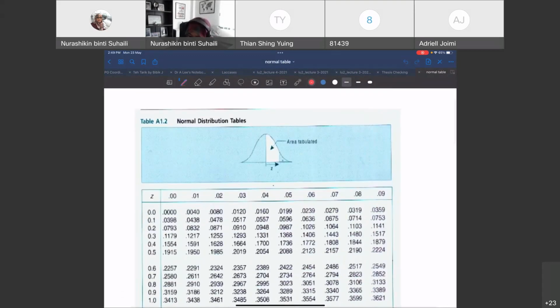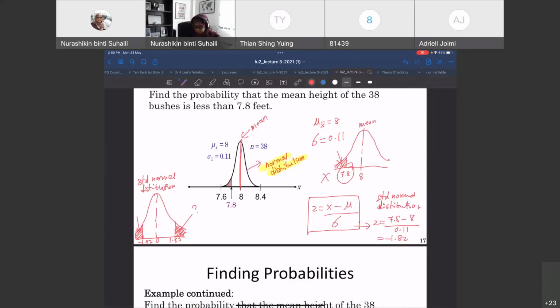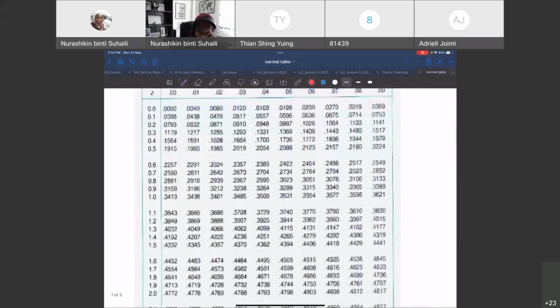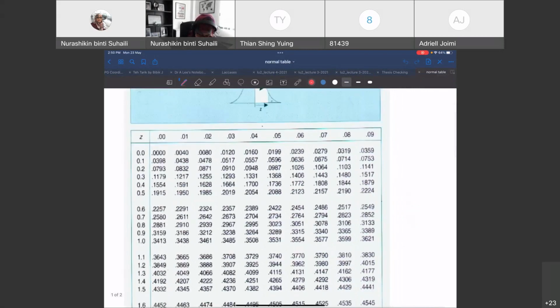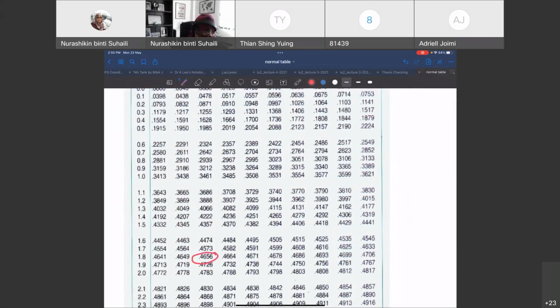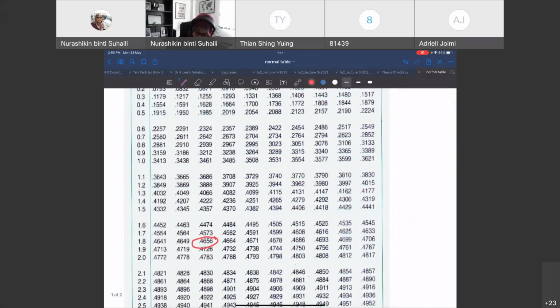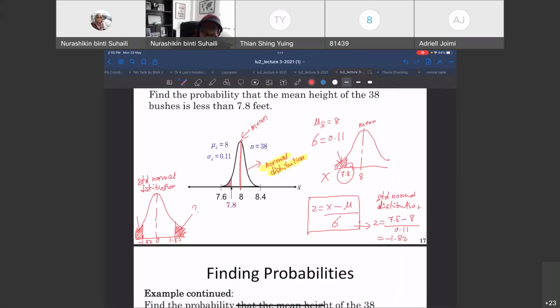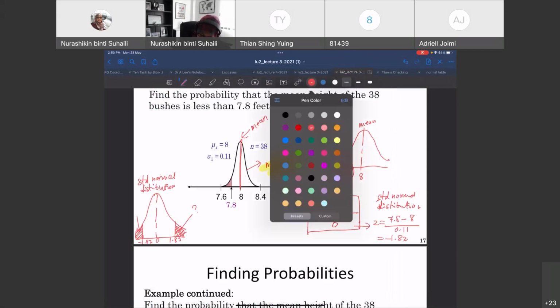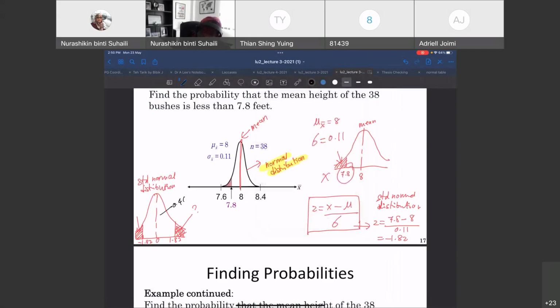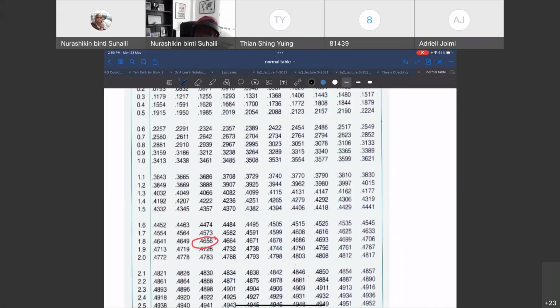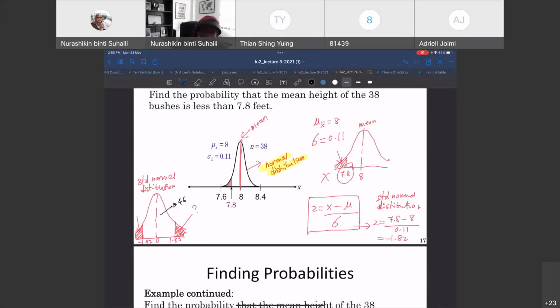You apply the rules of the standard normal distribution. So here z equals 1.82. Let's find 1.82 first. It's supposed to be here. 1.82, that's 0.4656. Okay, so that is actually here, isn't it? 0.4656, okay, that's the area over here.